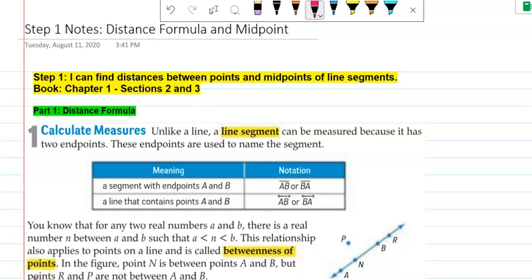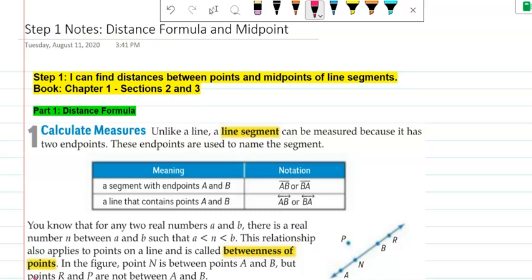Hello and welcome to step one. So step one's I can statement says I can find distances between points and midpoints of line segments. So we're going to break this up into two parts. First part's going to be all about distances, and second part is going to be about midpoints.